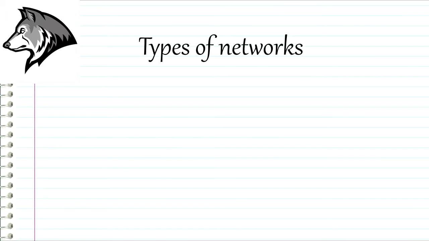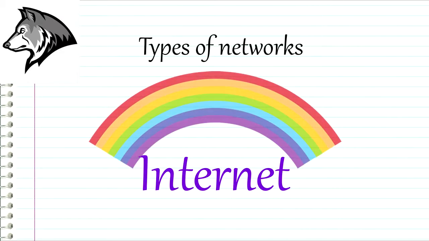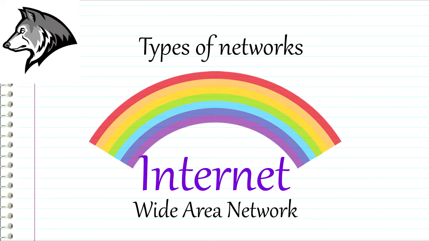So guys, let's see what types of networks exist. You are using one type of network right now to view this course. It is called the Internet. The Internet is a wide area network, WAN. The type of network depends on the geographical distance it covers. Wide area network is the biggest. It covers almost the whole planet.